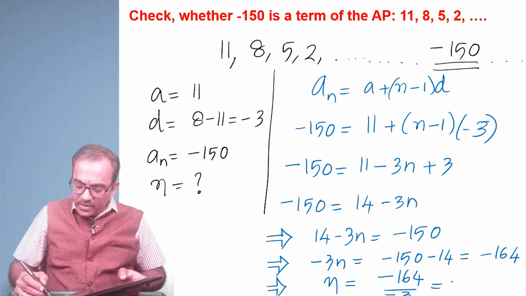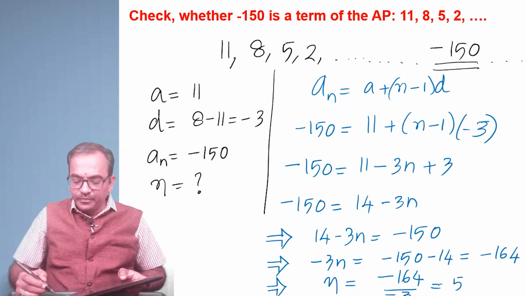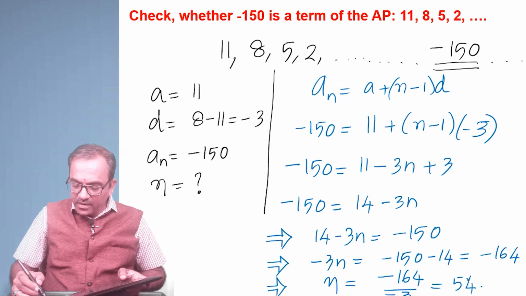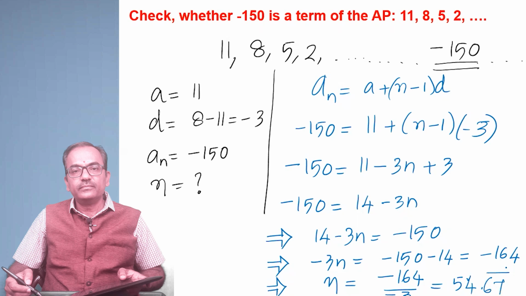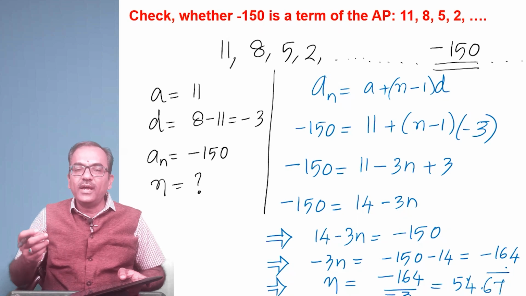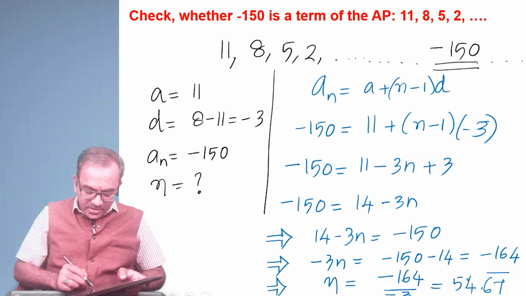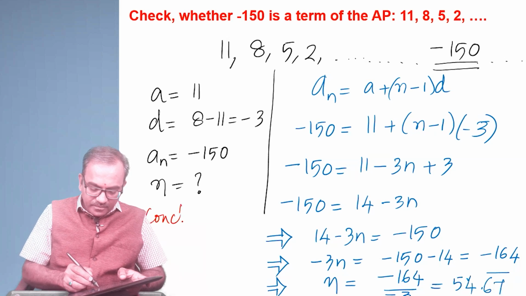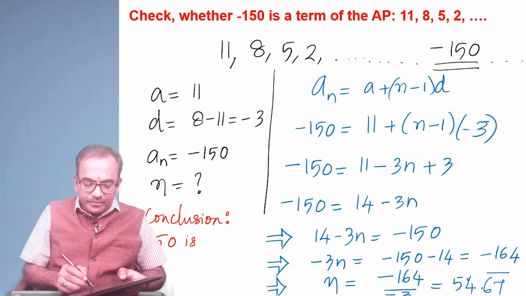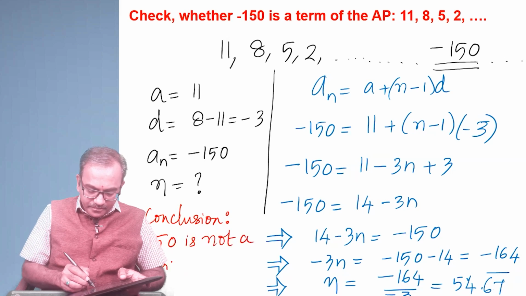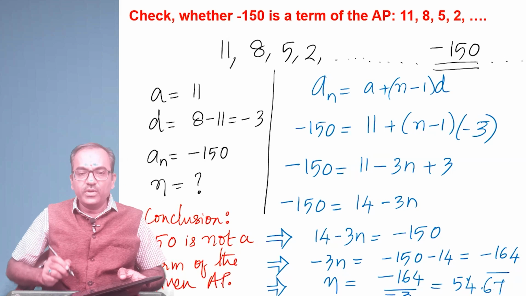So when you divide this, you get 3 5s are 15, 14 you have, then 3 4s are 12, 2 you get, again 6 7 something you are going to get. So what does this infer? This infers that minus 150 does not have a natural number seat in the sequence. Therefore, the conclusion is minus 150 is not a term of the given AP or arithmetic progression.